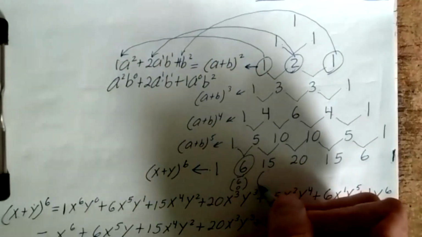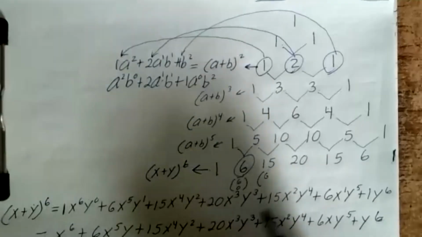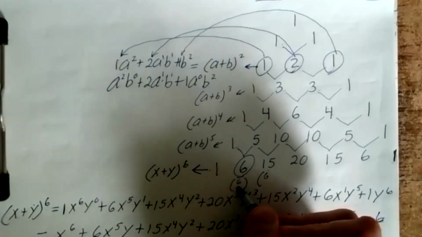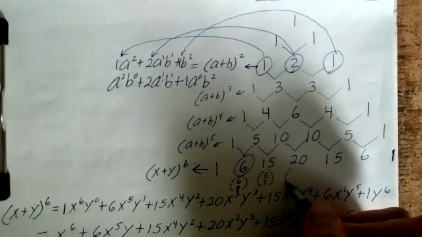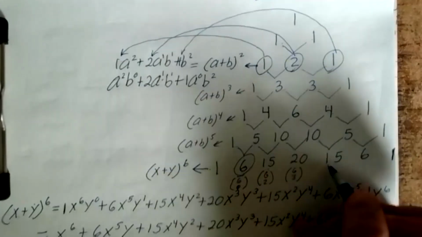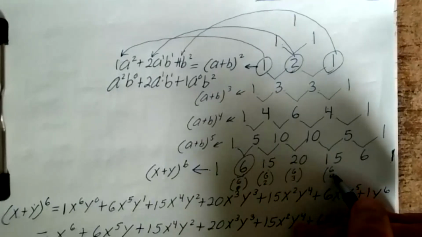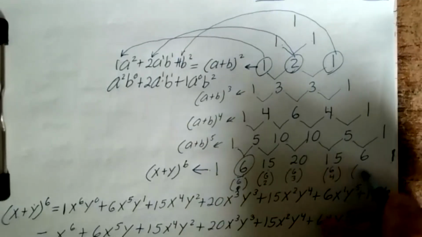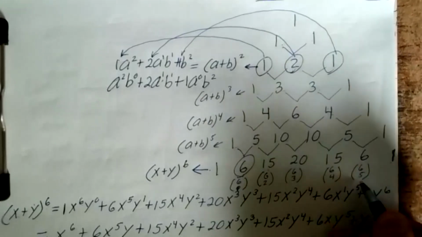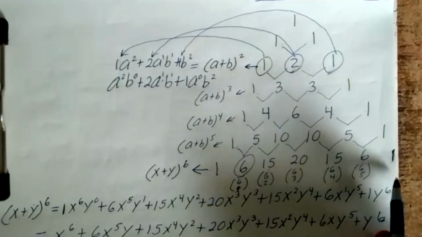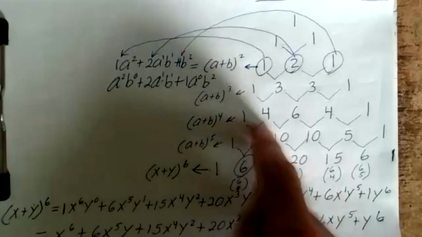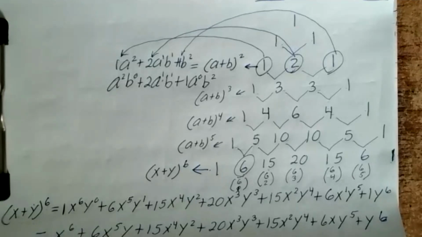This 6 comes from 6 in combination with 1, excuse me. This 15 comes from 6 in combination with 2. 20 comes from 6 in combination with 3. 15 comes from 6 in combination with 4. 6 comes from 6 in combination with 5. Okay. That's how we're generating these numbers for Pascal's triangle. They really are combinations. All right, so that gives you an idea as to where they're coming from.